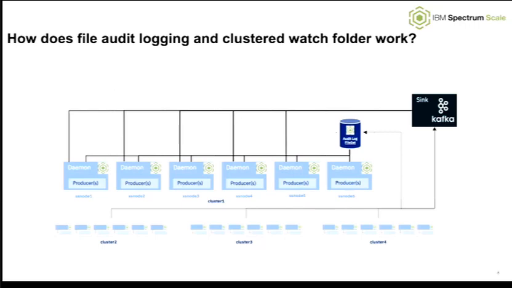In addition, clusters that have the file system remotely mounted that is either being audited or watched will have a producer in that daemon that will write the record directly to the audit file set for file audit logging, or the producer of the daemon will write directly to the external Kafka sink in the case of clustered watch folder.